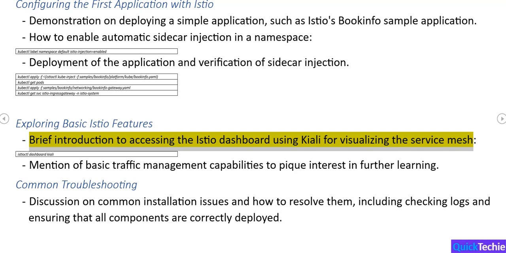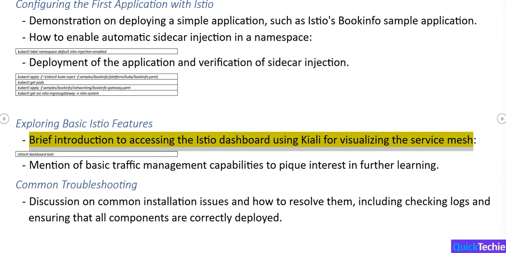With our Bookinfo application successfully deployed and the Istio sidecars in place, we now turn our attention to exploring some of Istio's powerful features. A fundamental part of managing a service mesh is observing and understanding the traffic and behavior of your services. Istio integrates with several tools to facilitate this, and one of the most insightful is the Kiali dashboard. Accessing the Kiali dashboard.